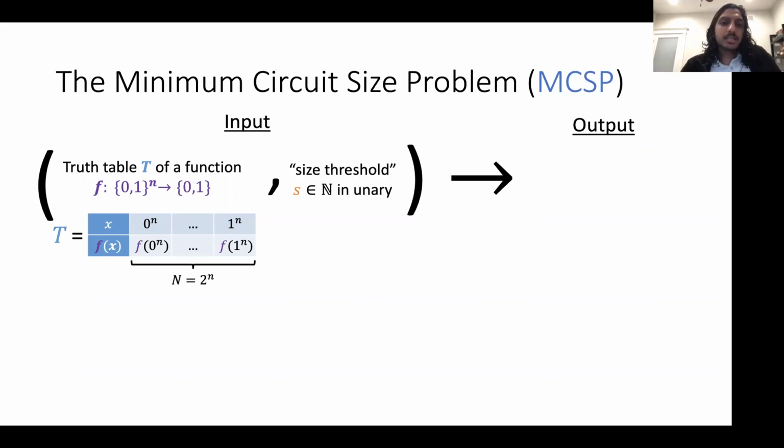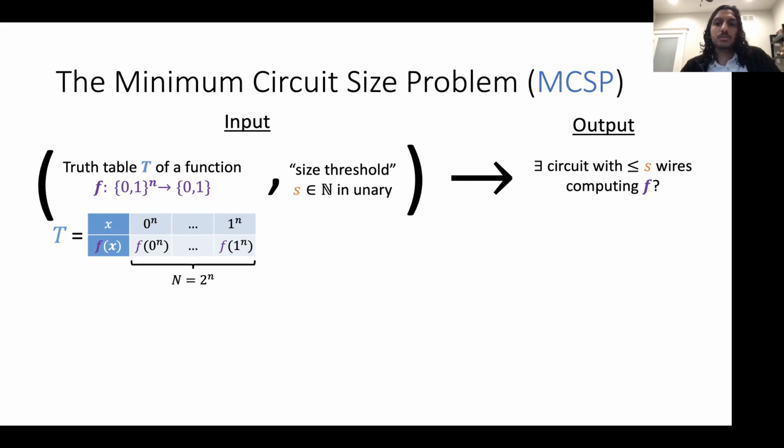And the second thing it takes is a size threshold S, which is some integer. You can encode it in unary. That makes the problem a little bit nicer, but it doesn't really matter. And the output is: does there exist a circuit with at most S wires computing f? To be really precise, I need to tell you exactly what model of circuits we're considering. I'll come back to this point later, but for now you can think of the usual AND, OR, NOT fan-in 2 circuits.